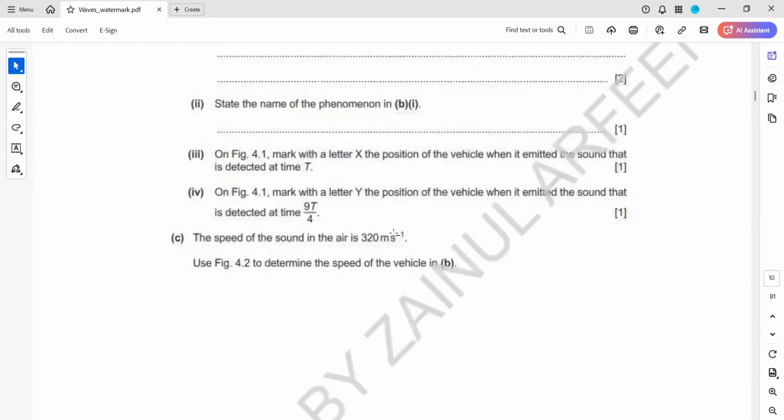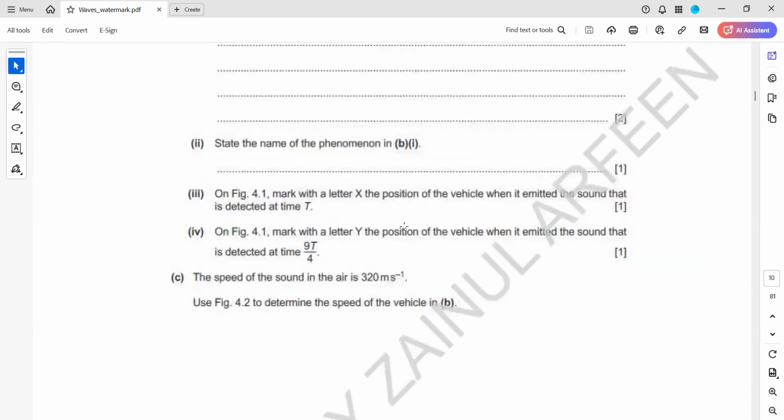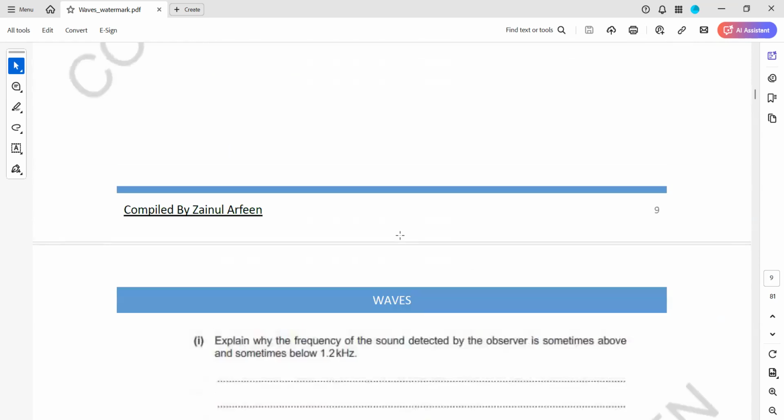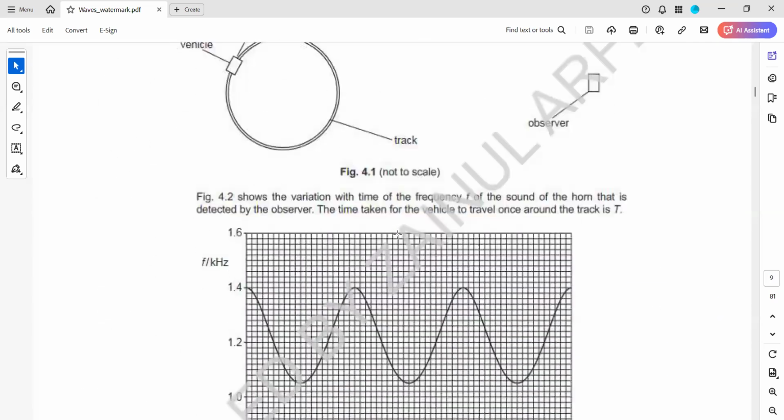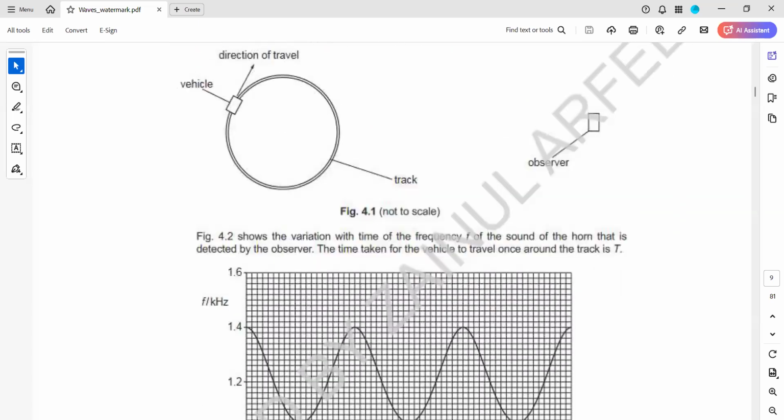The speed of sound in air is 320 meters per second. On the figure, determine the speed of the vehicle. If you want to determine the speed of the vehicle, we can use any one of the frequencies, a higher frequency or a lower frequency, the maximum and the minimum. But we have to use the Doppler effect formula, where the observed frequency is equal to the formula. The formula will change according to which frequency you use. The two possibilities are there.